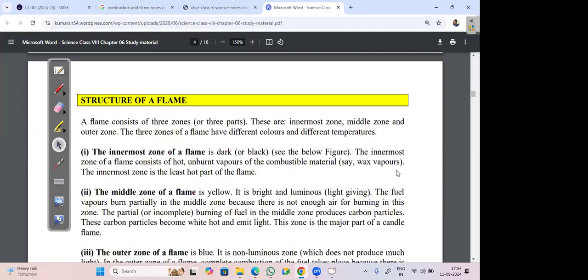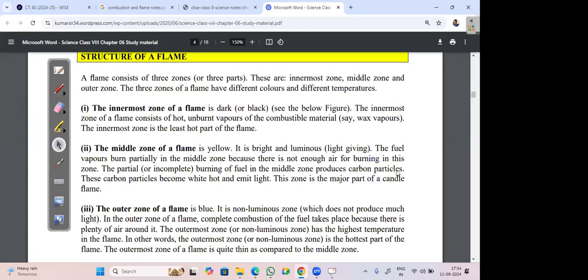The structure of a flame, we had discussed earlier also. Every flame is divided into three zones or three parts: the outer zone of the flame, the middle zone of the flame, and the inner zone of the flame.